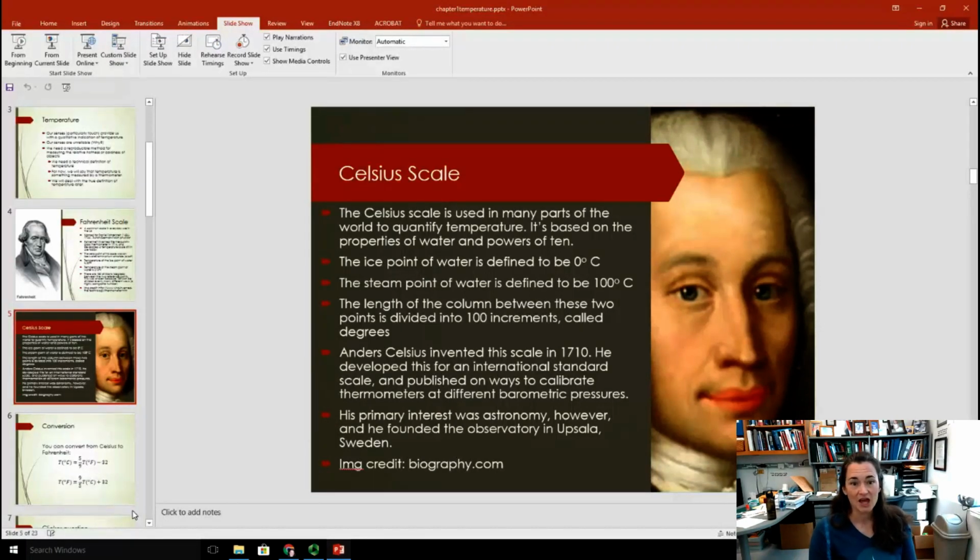So his scale sets the ice point of water, no salt, at 0 degrees Celsius and the steam point of water at 100 degrees Celsius. So he made it a base 10 scale, in other words. And then the length of the column between these 2 points was divided into 100 increments that he still called degrees. Now, it's interesting to note that Celsius did all this work in temperature and thermodynamics, but one of his primary interests was in astronomy, and he actually founded an astronomical observatory in Uppsala, Sweden, that still exists today.